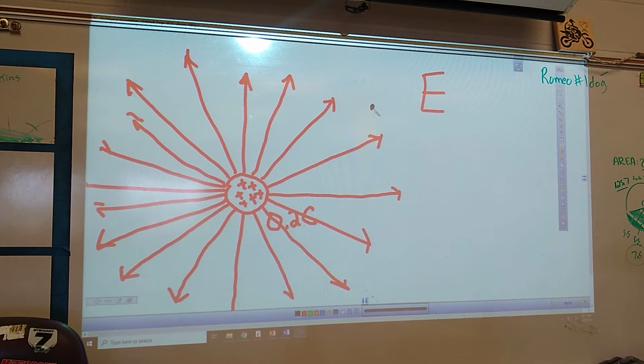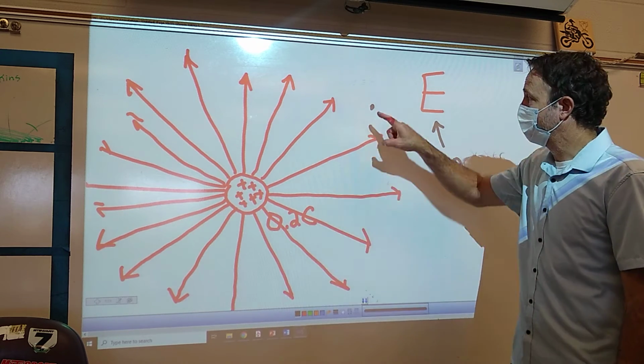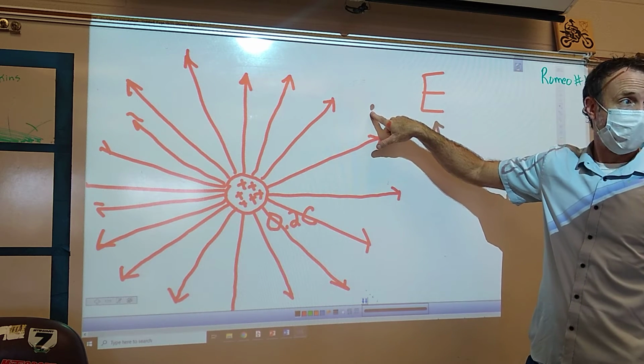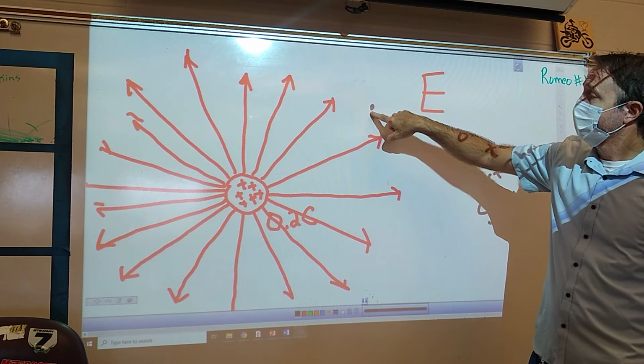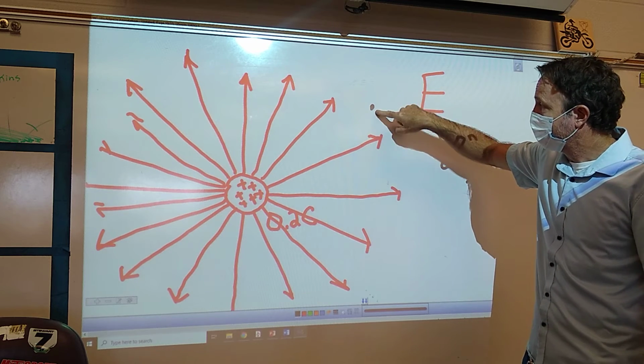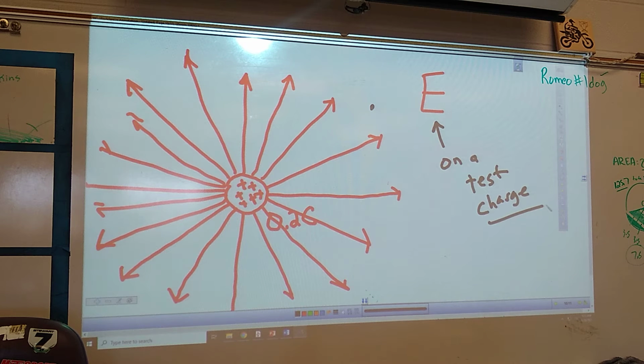E is the electric field on a test charge. So what it means is, if this is a proton or an electron, that's our test charge. If this is a proton or an electron, how intense would the field be on this thing? Okay?